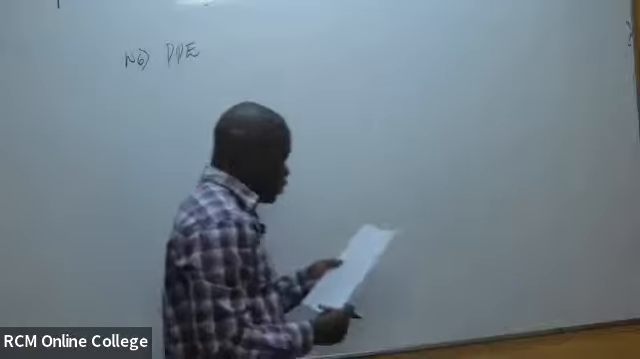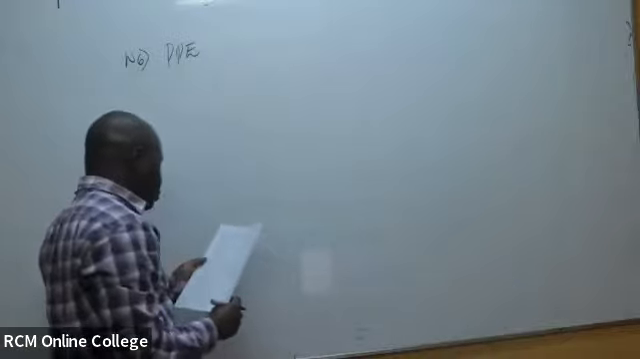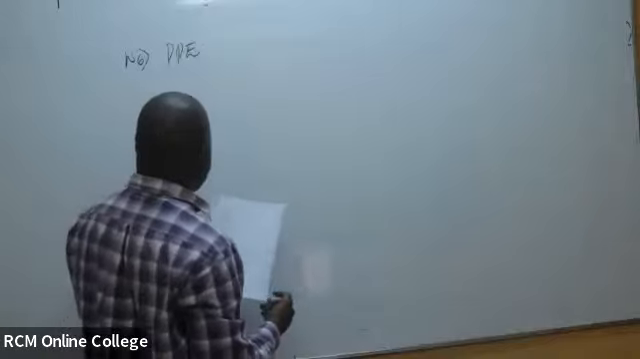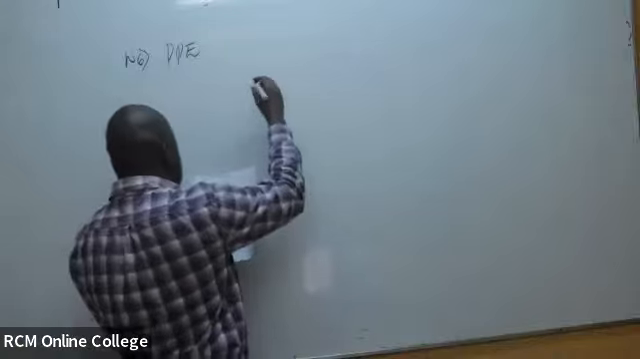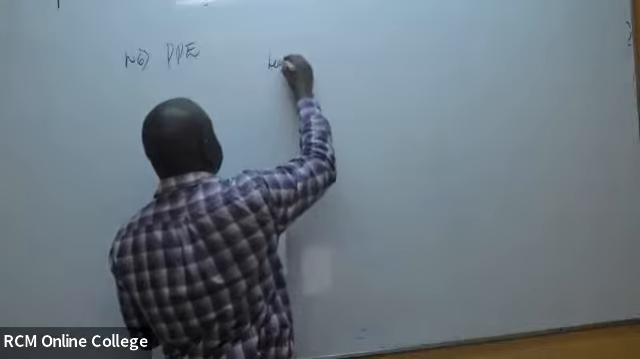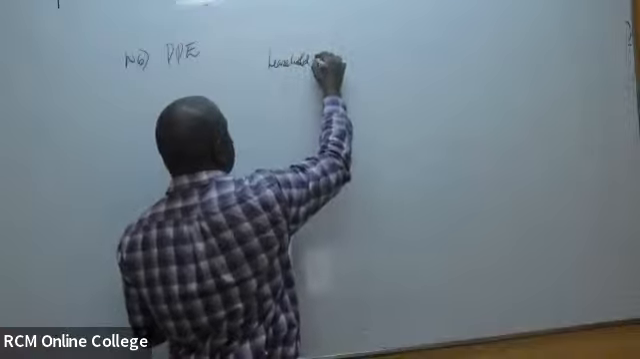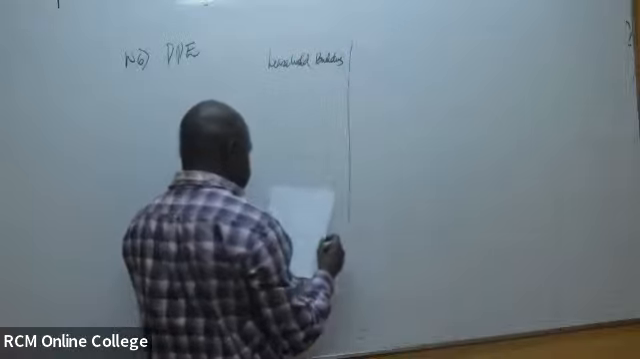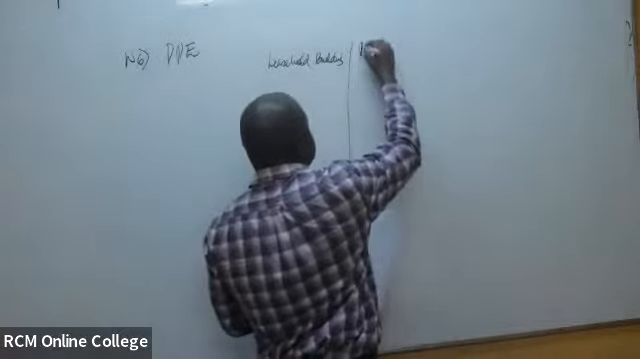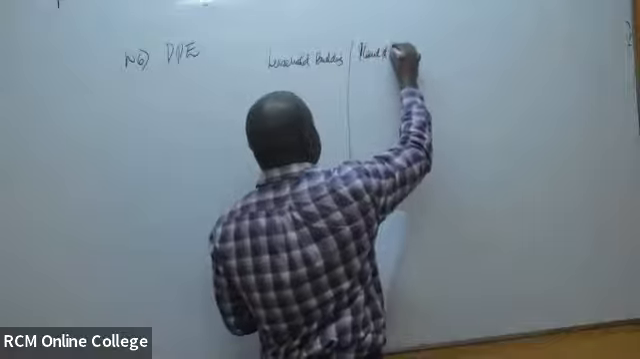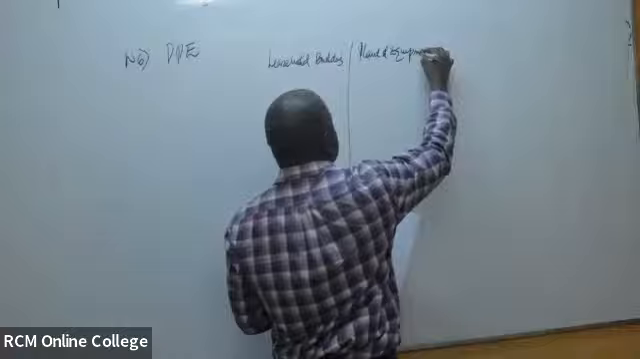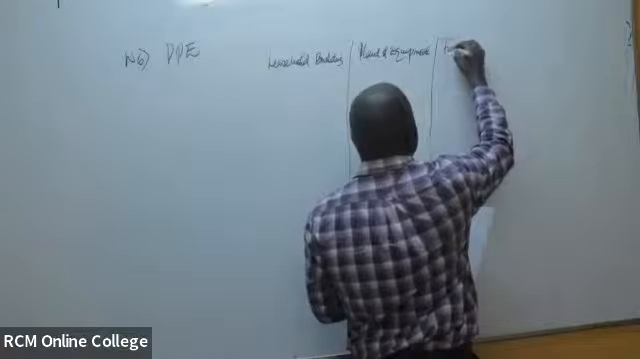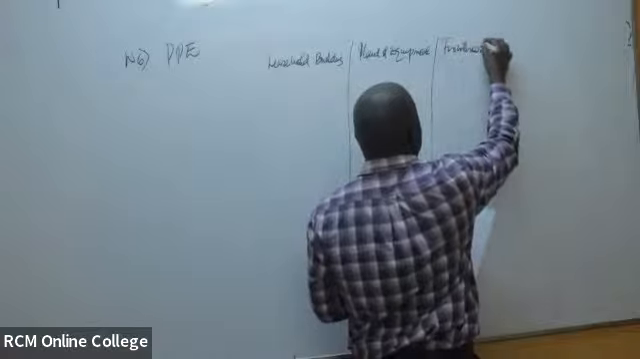So if you look at the items we have as property, plant, and equipment, we have leasehold building, we have plant and equipment, we have what? Furniture and fittings. So we'll have leasehold building. We can do this working, leasehold building. So that is one of the items. Then we have plant and equipment. Then we have furniture and fittings.